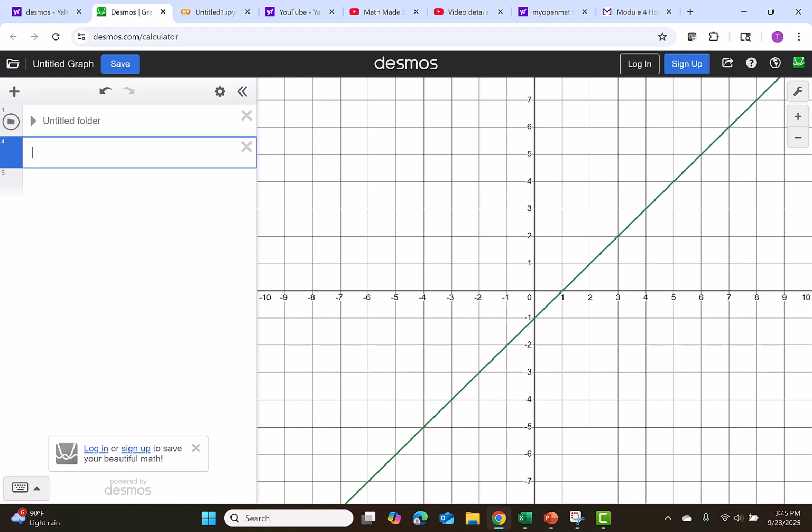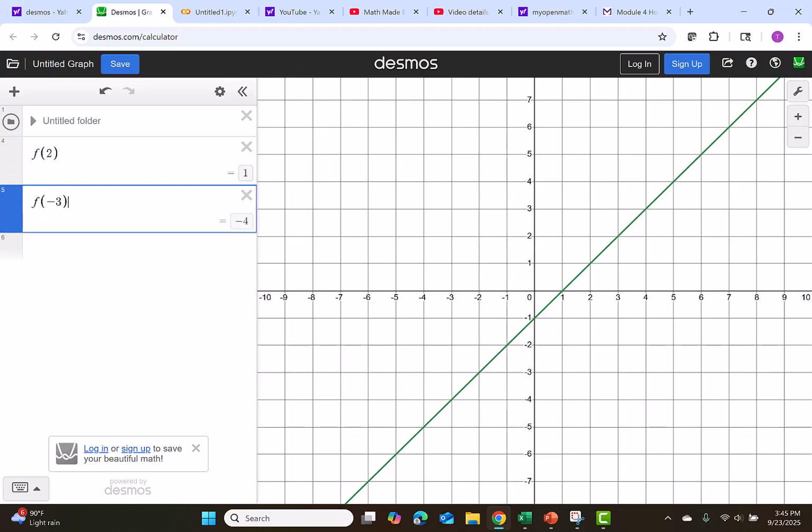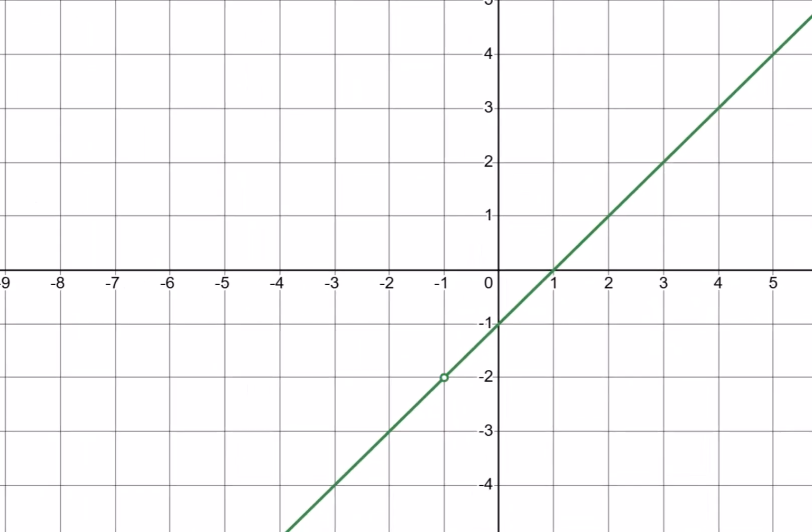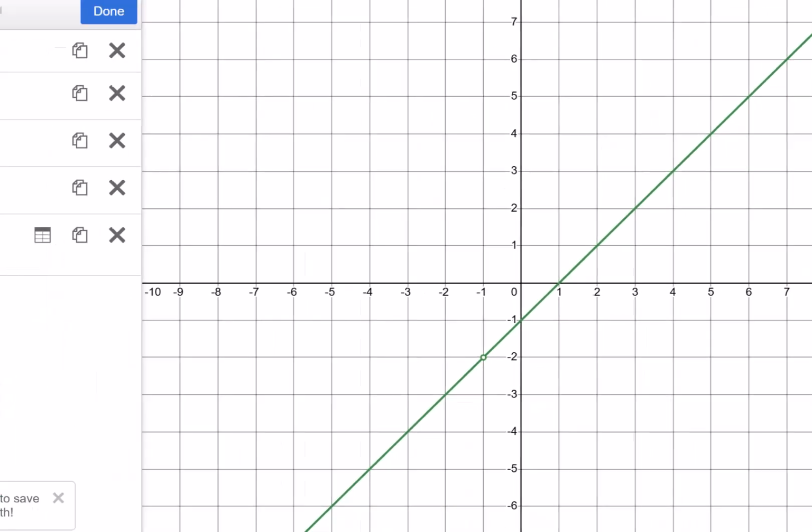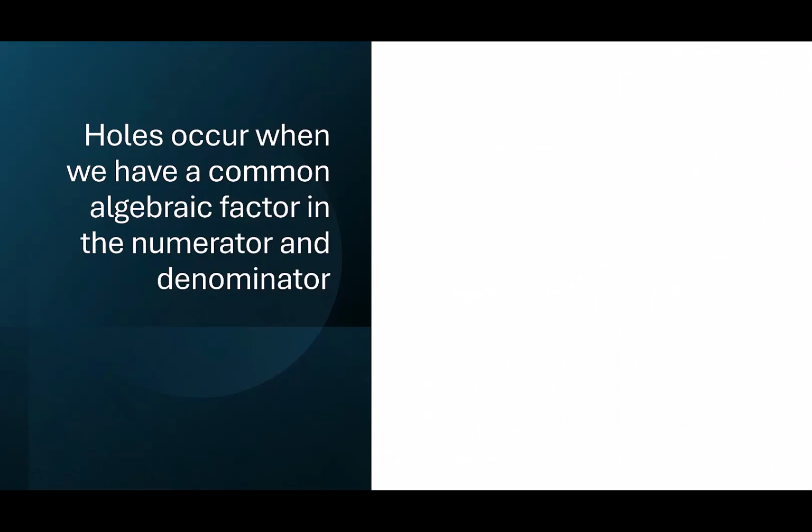This is a graph of a function f of x, and notice that if I put in f of 2, I get a value. f of negative 3 also gives me a value, but if I try to put in f of negative 1, it says undefined. This means this function has a hole when the x value is equal to negative 1. Holes occur when we have a common algebraic factor in the numerator and denominator.